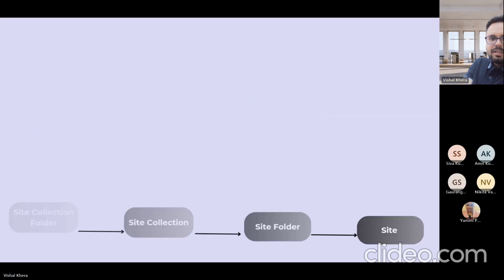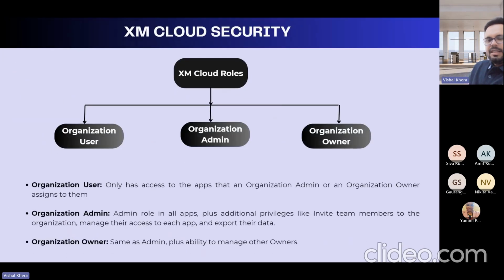Then we have security. As I mentioned, all these composable products are accessible through this cloud portal. So now there must be some security, right, which is required to provide the access and use those composable products. So we have roles, like XM Cloud roles, on that portal itself. So organization, user, admin, and owner. We have three types of roles. User is a lower level of role, I can say.